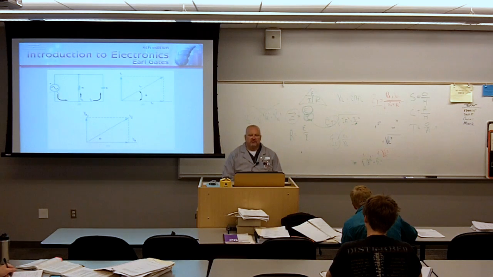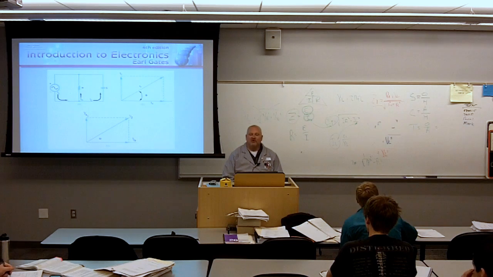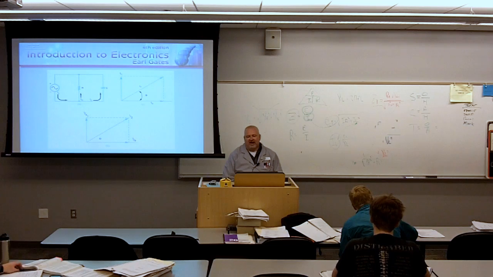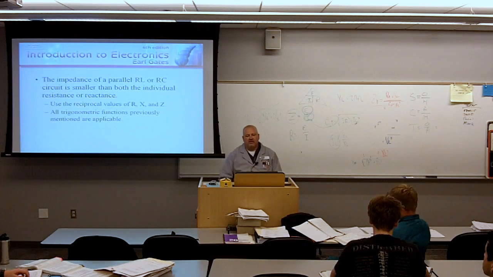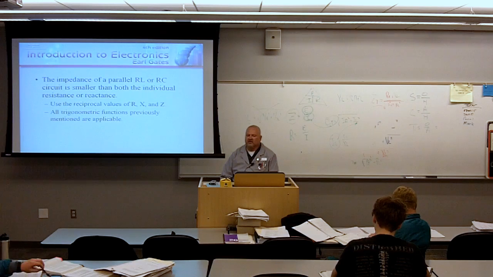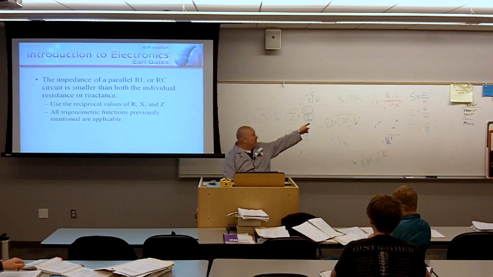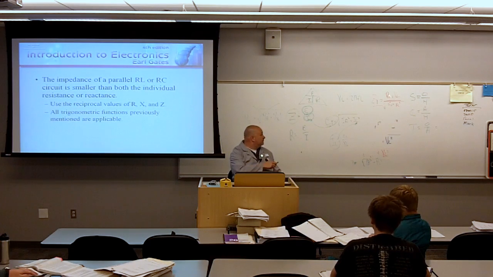Here's a parallel circuit with a resistor and a capacitor. Same thing. Voltage is going to be constant. I've got current flowing through the resistor. I've got current flowing through, giving the appearance it's flowing through, the capacitor. So I have I sub R and I sub C. The impedance of a parallel RL and RC circuit is smaller than both the individual resistance or reactance, right? Because we know that ZT has to be less than the value of least.